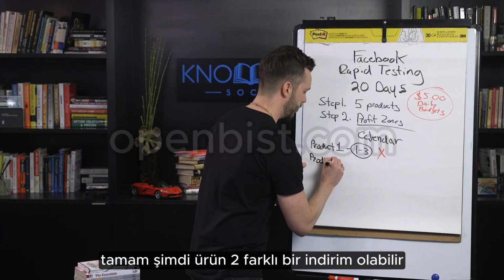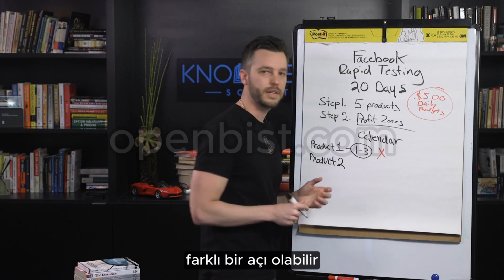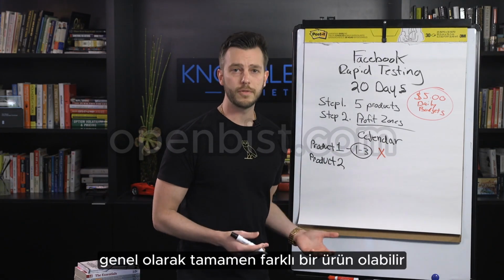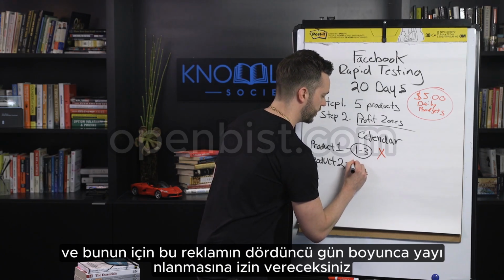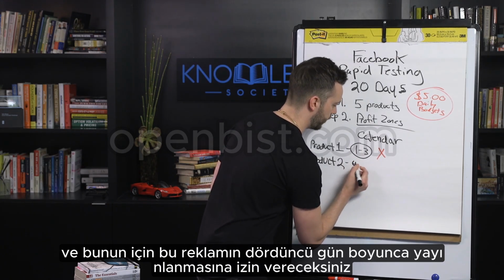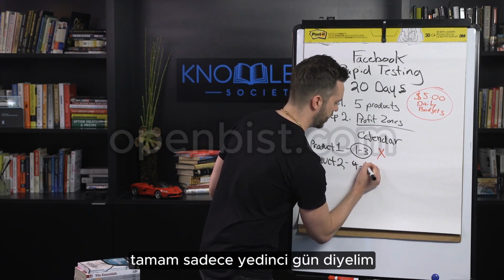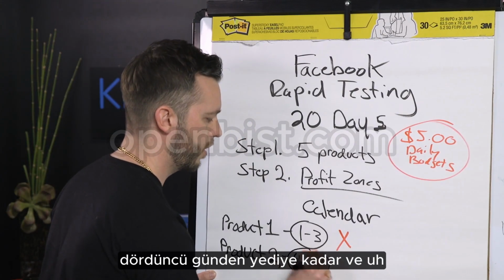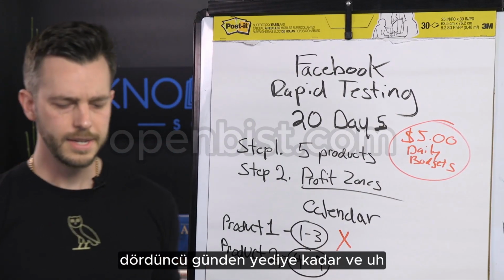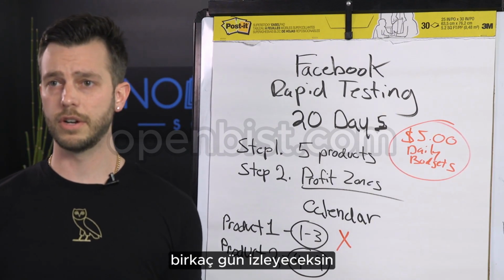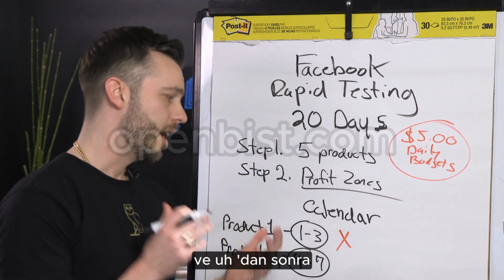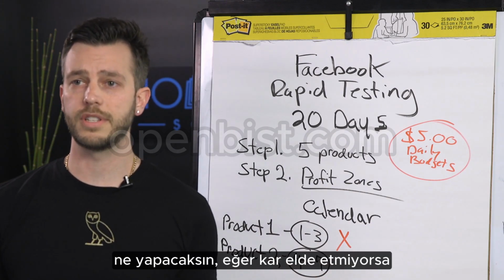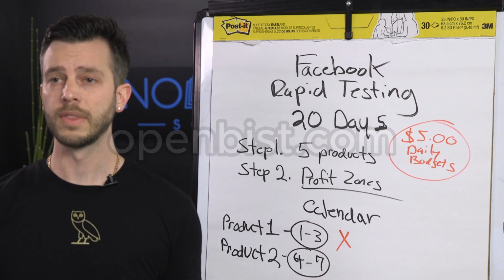All right, now product 2 could be a different discount. It could be a different angle. It could be a completely different product in general. And for this, you're going to let this ad run through day 4 through, let's just say, day 7. All right, day 4 through 7. And you're going to do the same thing. You're going to watch it for a couple of days, and after the end of the 7th day, if it's not turning a profit, you're going to kill it.